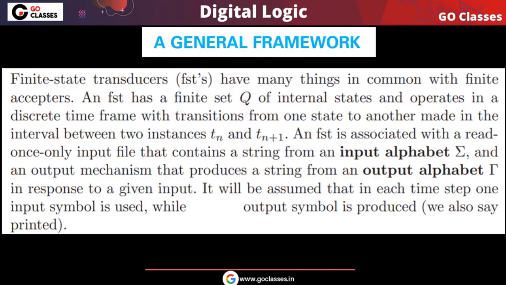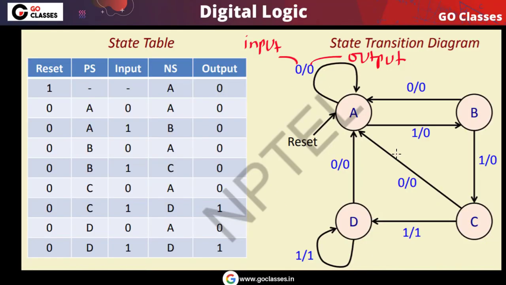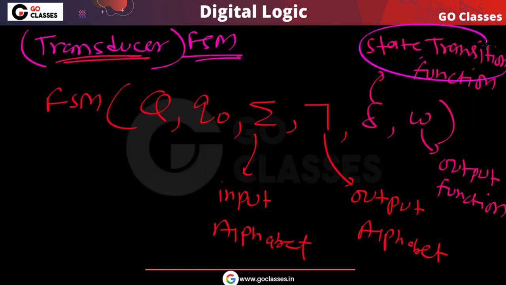So you can notice from this transducer, this finite state machine we have already seen. In this finite state machine, you can notice we have some set of states. We have initial state, we have input alphabet, we have output alphabet, we have state transition function. State transition function means from one state to another state, how can we go? So we have state transition function and we also have something called output function. So this is the definition of a finite state machine.